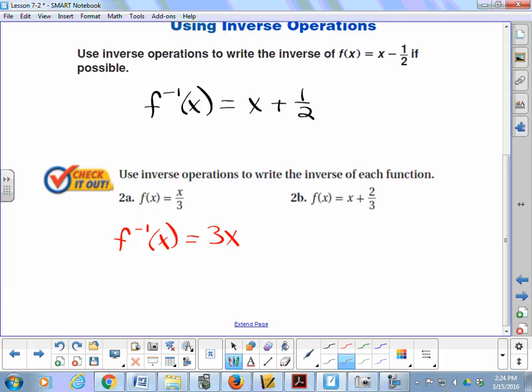Okay. So for letter B, what's the inverse of x plus 2/3? Danae? X minus 2/3. So if there is only one operation going on, you just think about, okay, what's the opposite of that thing? Okay, that's great. That works well.